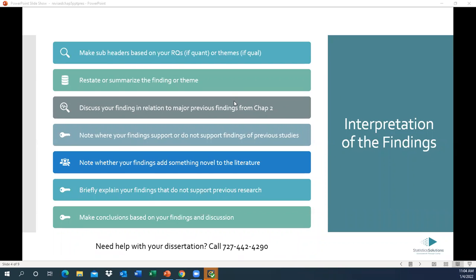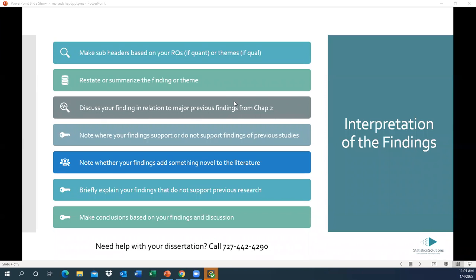So what does it mean to interpret your findings? This is where I think people get a little, if not confused, they're really not sure what that means. It's not like it sounds, where you just give your own interpretation, or your own spin on the findings. What you're really doing is relating what you found to the findings of previous research in the area.